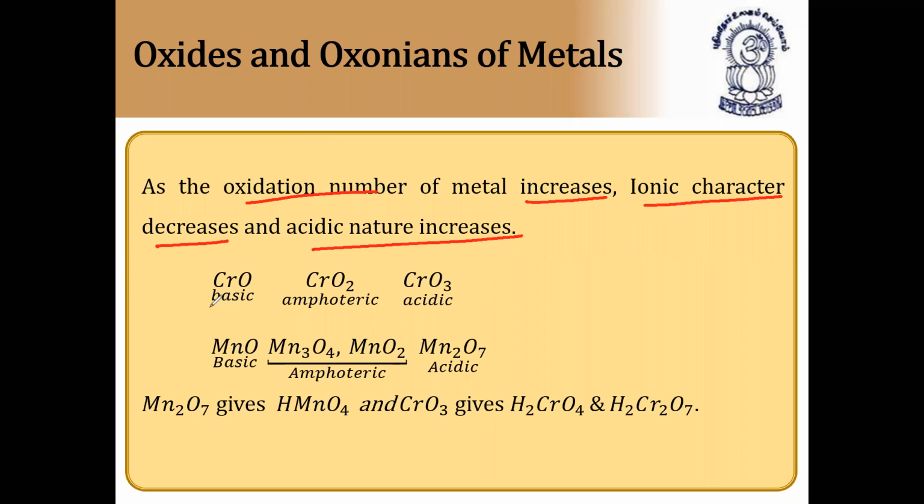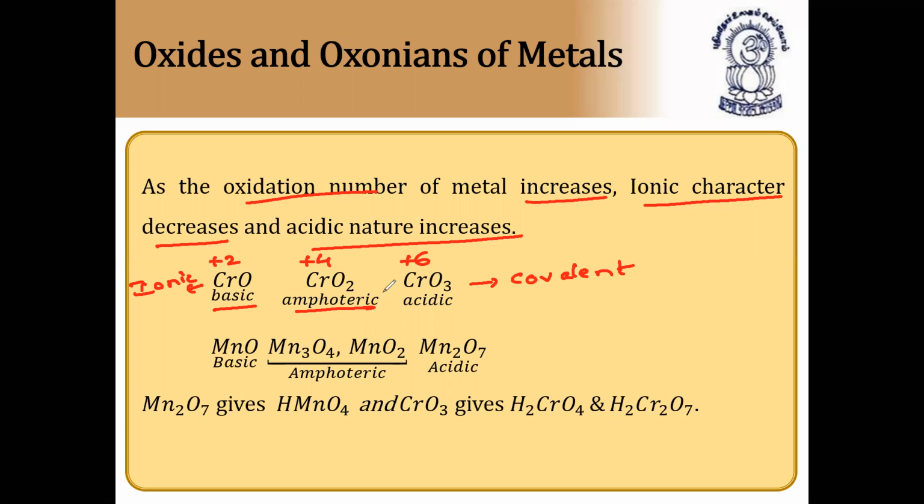For example, in chromium oxide, the oxidation state of chromium is +2, so it is basic in nature and ionic. Whereas in chromium dioxide, the oxidation state is +4, so it is amphoteric in nature. Similarly, in chromium trioxide, the oxidation state of chromium is +6, so it is acidic and completely covalent in nature.